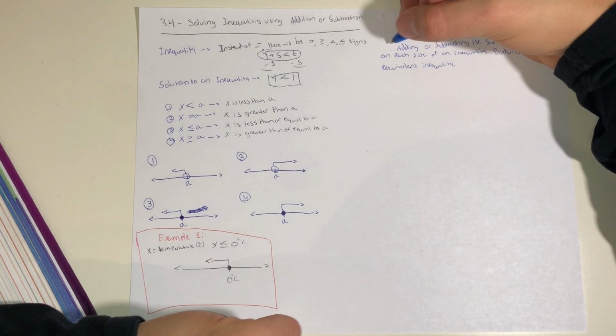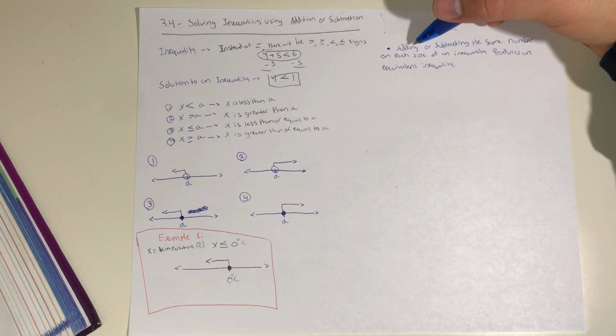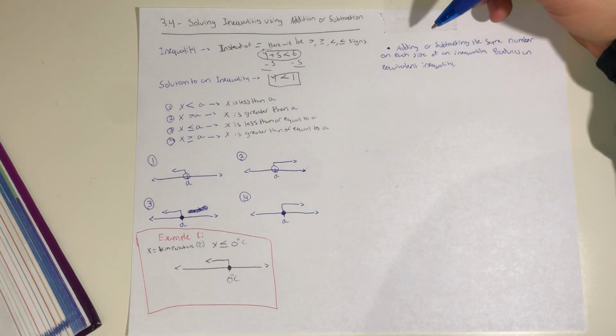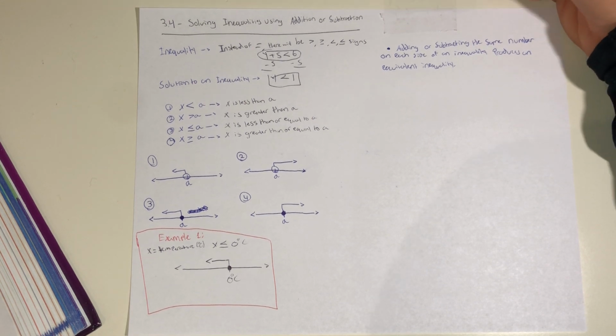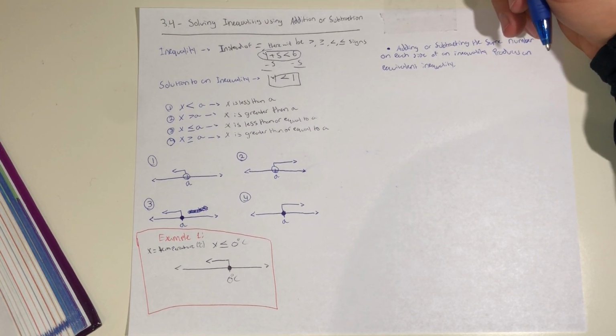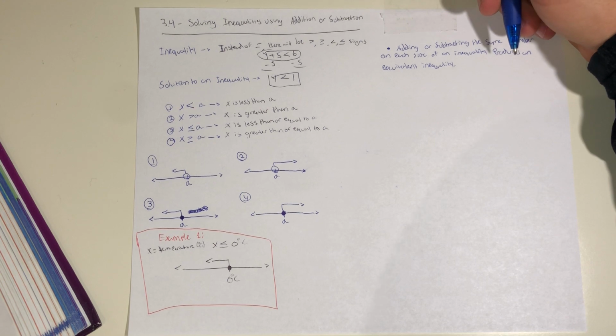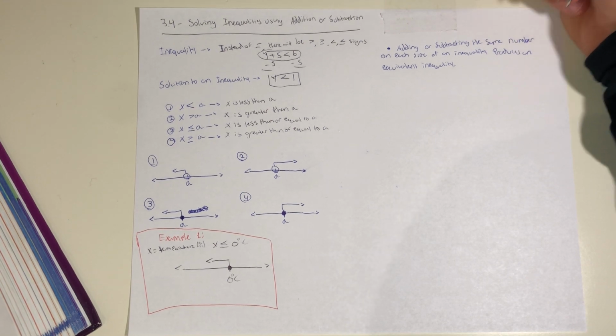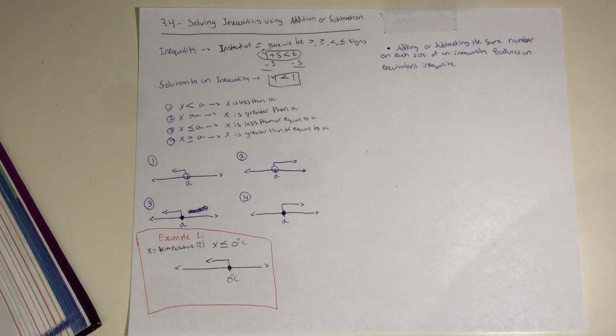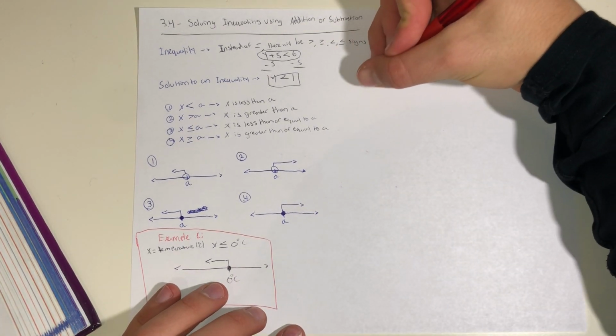This is very similar to what we learned about with equations, because you could add and subtract on both sides and you maintain an equivalent equation. With inequalities, you can add or subtract the same number on both sides and maintain an equivalent inequality. It's the same rule. It gets a little more complicated next lesson, but we'll worry about that then. This brings us to example 2.